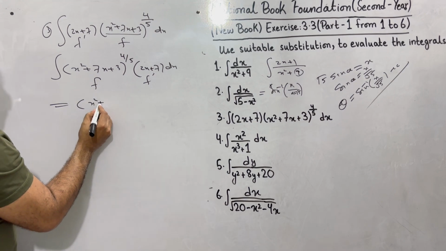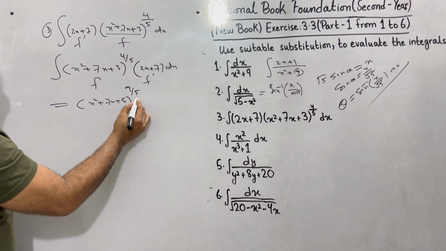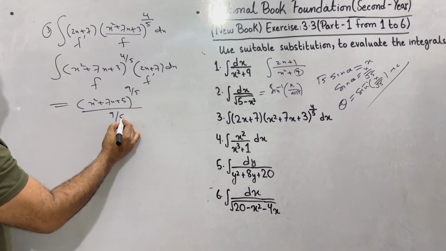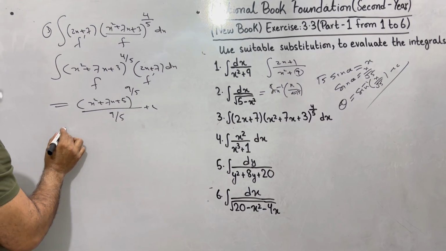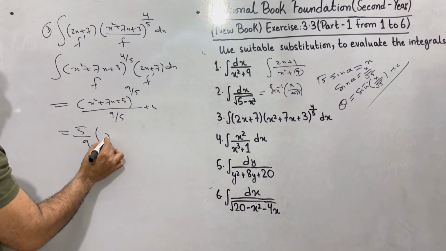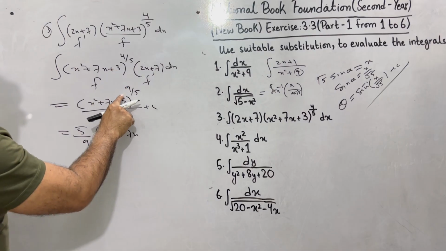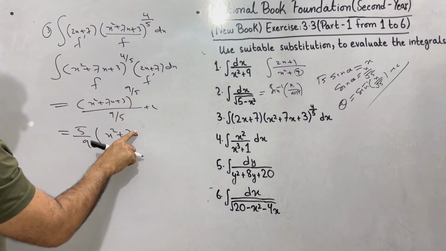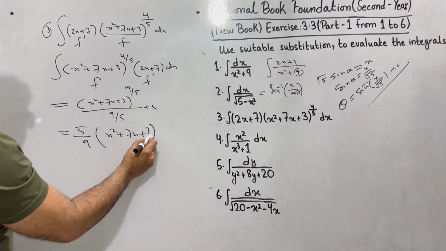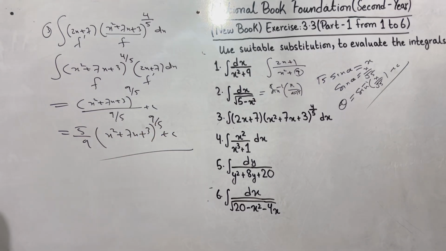One can add 1 directly into the power of the function. It will become 9 over 5, divided by 9 over 5, plus c. Dividing by 9 over 5 can be written as multiplying by 5 over 9. So it is 5 over 9 times (x square plus 7x plus 3) raised to 9 over 5 plus c. That's our answer.